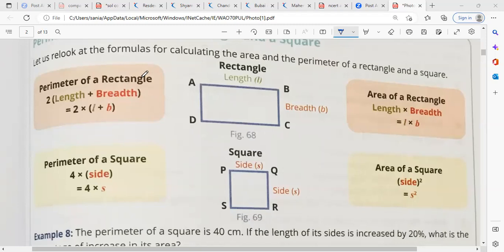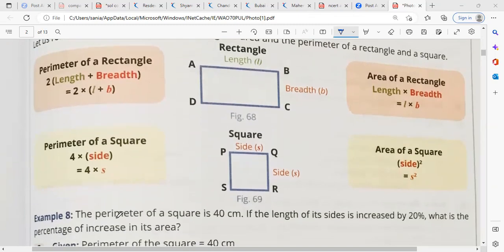Okay. So perimeter of rectangle, area of rectangle, area of square, perimeter of square. Right? So this is a question. You can see question number 8. Yes, ma'am. Okay. You will solve it and tell me the answer.